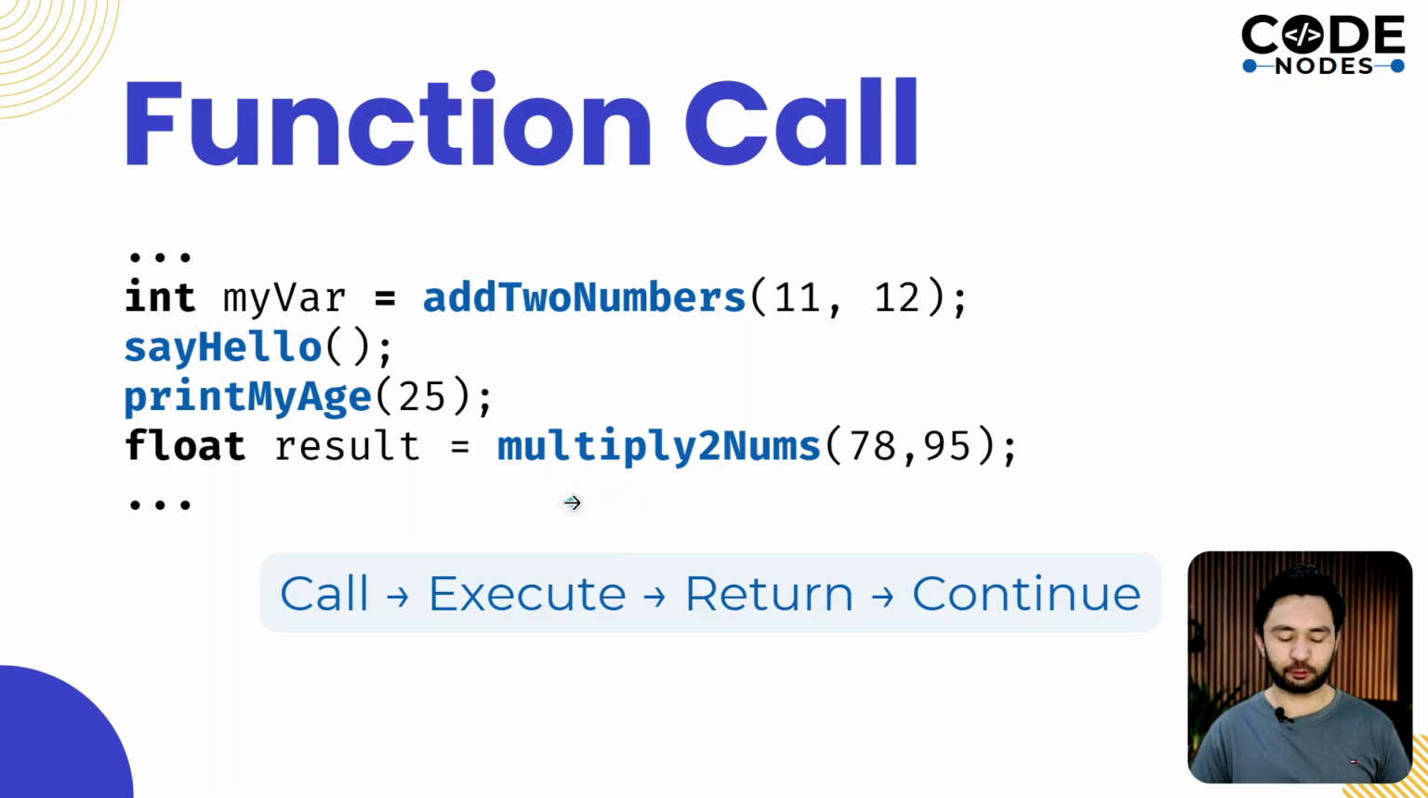The overall flow of the execution of the function is that we call the function inside the main function. Inside the main function, it calls and executes the function, and then the function returns a value, and the process continues like this.